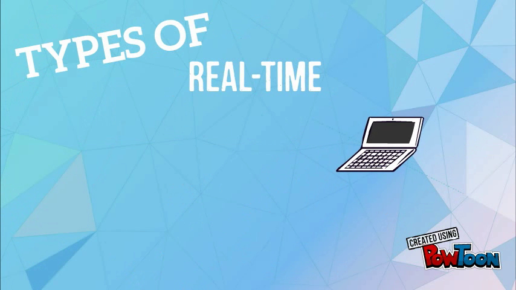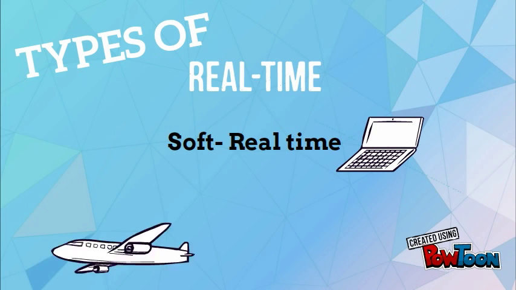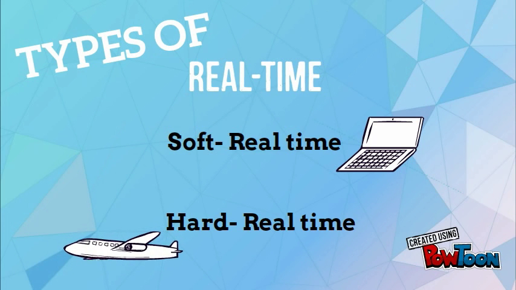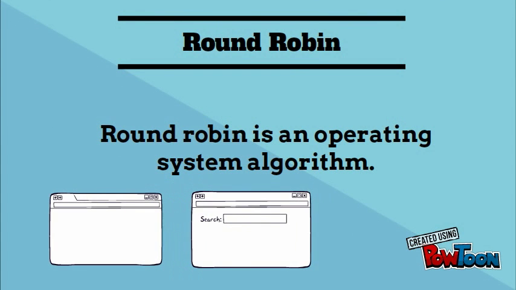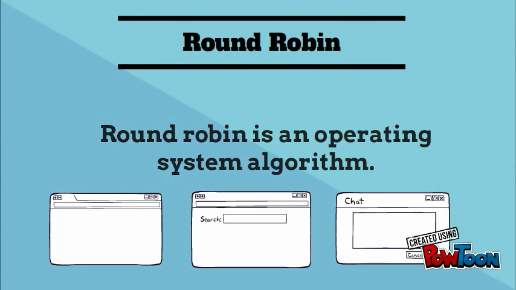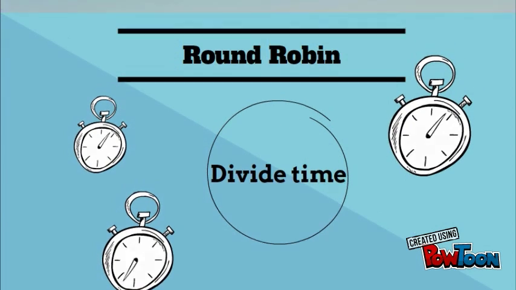Types of real-time. An example for the soft real-time is when you're studying for an exam and opening Word and YouTube at the same time, so we can use round robin then. But with the hard real-time, the operating system will assign the task according to its priority, using the priority technique, so we can't use round robin. As I mentioned before, in the soft real-time, round robin is an operating system algorithm. It's a technique used to manage more than one processor, dividing time equally.